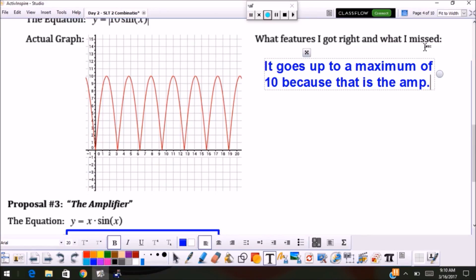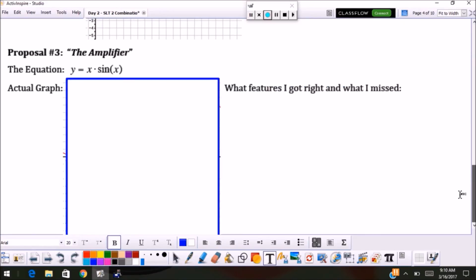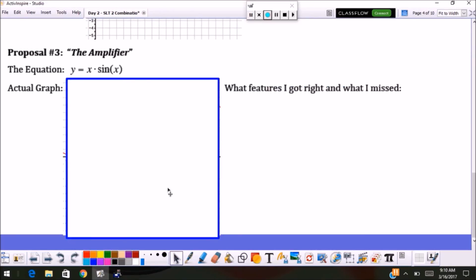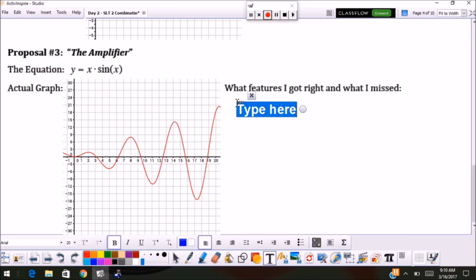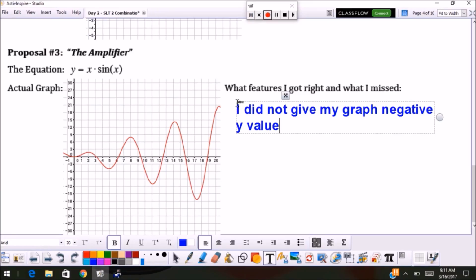Okay, the amplifier. When you graphed that, it should have looked similar. Here's what features I got right and what I missed. My shape looked right, but I did not give my graph negative y values, and I needed to do that. Maybe this one goes underground. Maybe there are some tunnels.